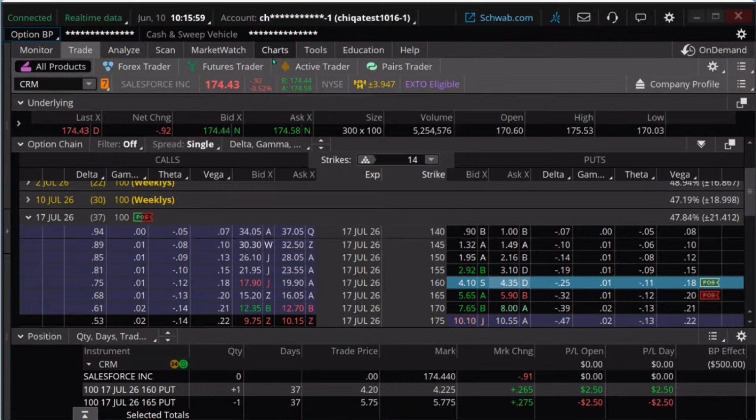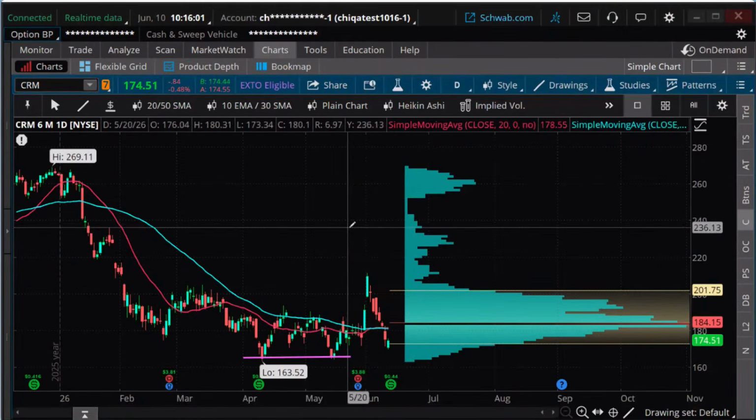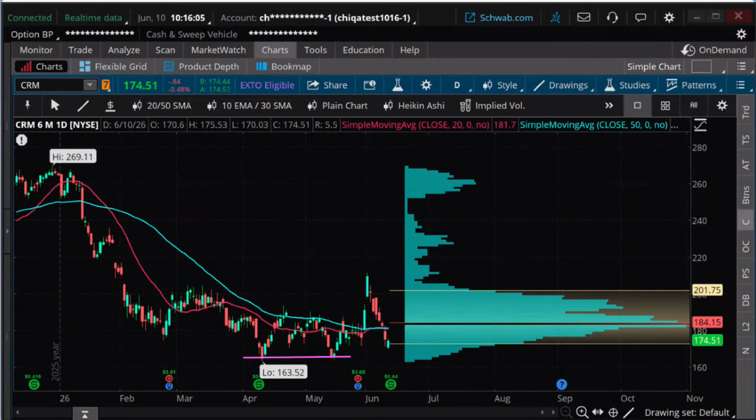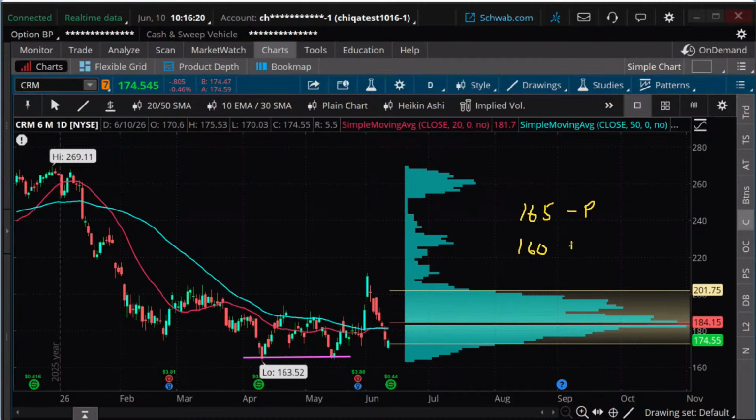Now, one thing when I look at that long vertical, one thing you'll notice is I'm not going to choose the same strikes. Could I? Yeah, I could. On the short vertical, we did a 165 short put, and we did a 160 long put. Okay, that's how that works.